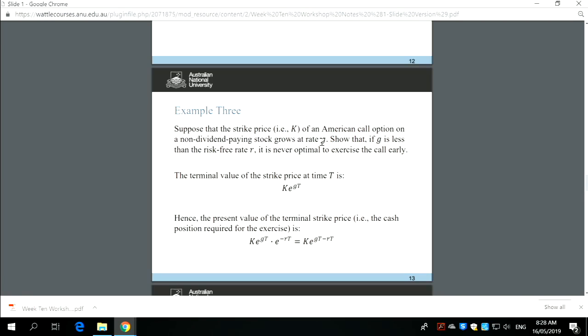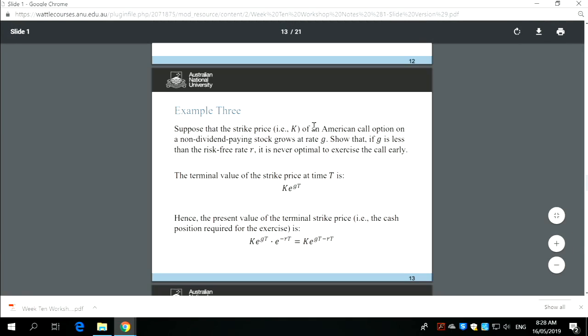And the second part of the question says, show that if the growth rate on this strike price G is less than the risk-free rate R, this call option should never be optimal to exercise early. So how do we prove that?